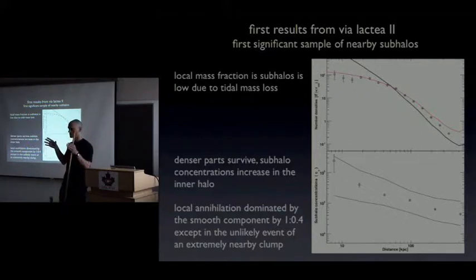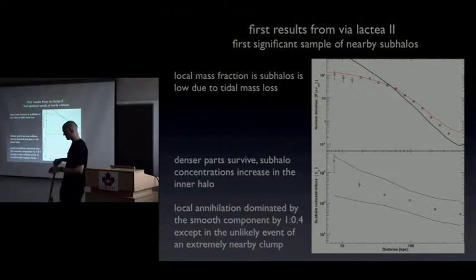The tides tend to take away the outer low-density parts, so the scale radius and the density within the scale radius become much, much higher. So relative to the dark matter, we have fewer systems in the inner part. That's also due to tides. But it's somewhat compensated, not fully, but somewhat, by their very, very high concentrations.